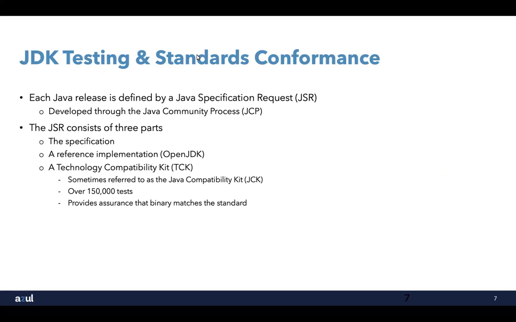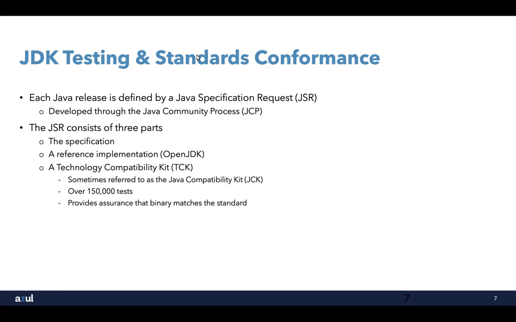Now, testing. I mentioned this thing called the TCK, and that's a very important thing to understand, because we have a standard for Java. This is created through the Java Community Process. There are expert groups formed for each version of Java, and there is what's called a Java Specification Request. And the Java Specification Request consists of three different things. Firstly, there is the specification itself.